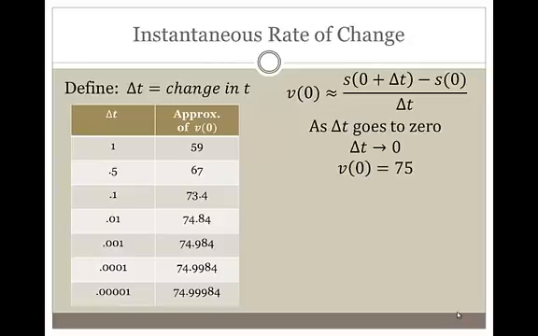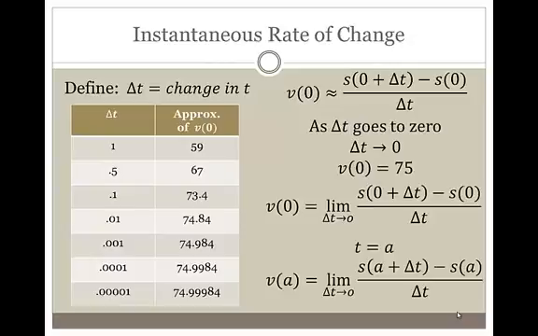Note that we're implying this is no longer an approximation. We formally say this as v of 0 equals the limit as delta t goes to 0 of what we were just calculating: s of 0 plus delta t minus s of 0, which is our change in s, over the change in t, delta t. And in general, if we want to do this at t equals a, the velocity at time a is the limit as delta t goes to 0 of s of a plus delta t minus s of a all over delta t. Notice these two equations are the same with a in place of 0.